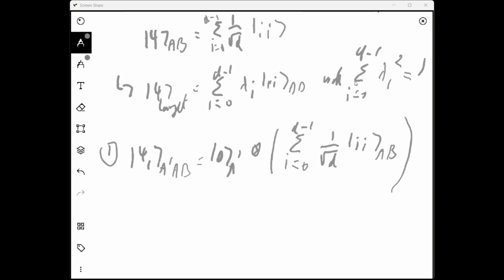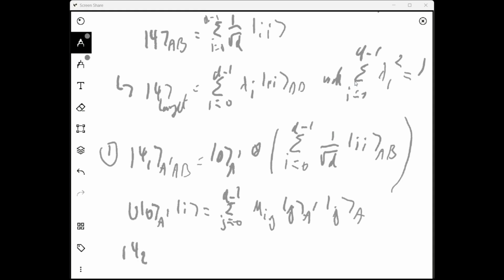So basically she applies her unitary on A prime and i. So it just gives us that, and that's how we define the unitary. And so if you apply this unitary, the state becomes this.